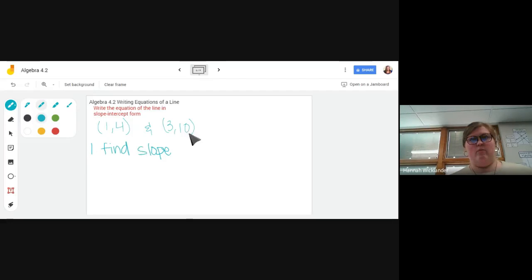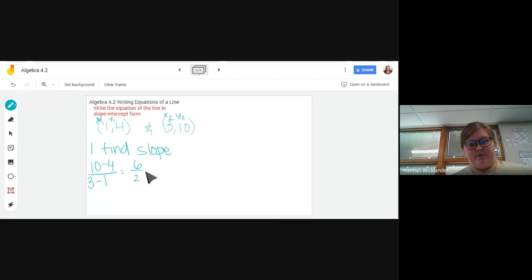So once again, y2 minus y1 over x2 minus x1. x1, y1, x2, y2. Okay, so I'm going to do 10 minus 4 all over 3 minus 1. So 10 minus 4 gives me 6, 3 minus 1 gives me 2, and then 6 divided by 2 gives me 3. Okay, so I found my slope.